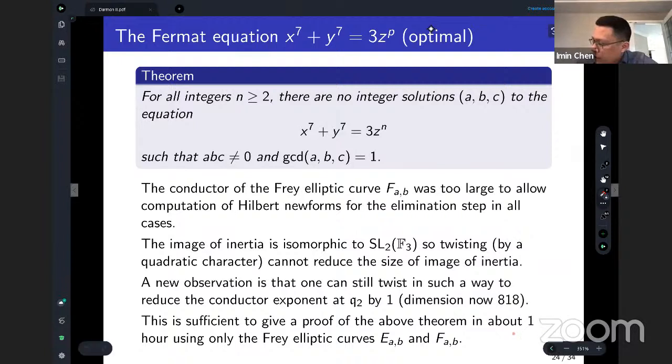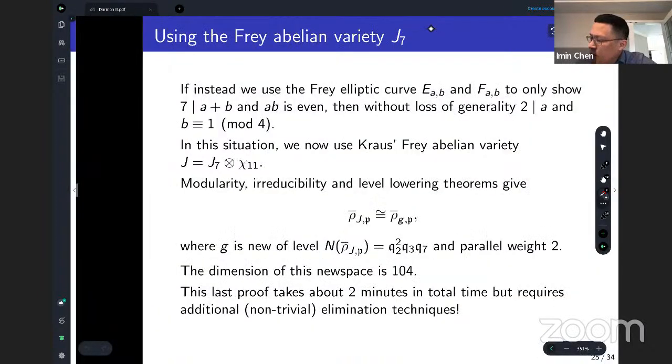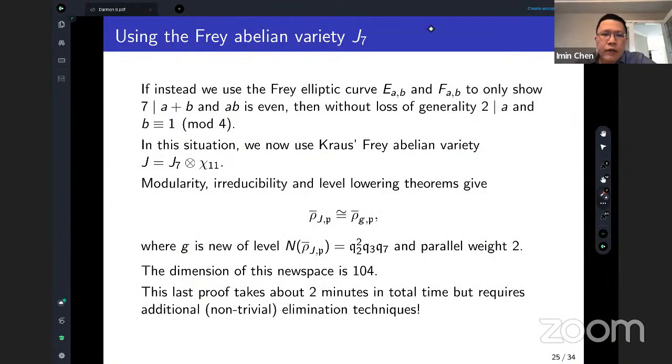It takes a while, about an hour to do the computation, but it is now possible with this observation to prove this optimal result using Nuno Freitas's elliptic curves, E and F, the two classes of Frey elliptic curves that he constructed in his thesis. Now, what happens if we've developed all this machinery to use Kraus's Frey abelian variety? What if we now allow ourselves to use also, in addition, Kraus's Frey abelian variety?